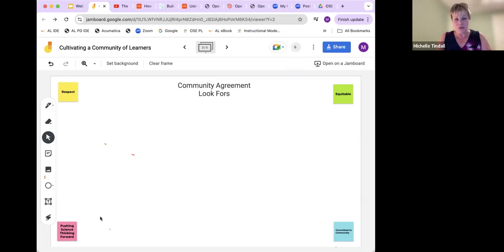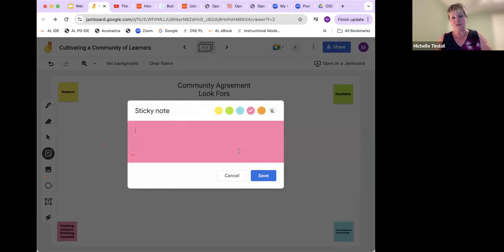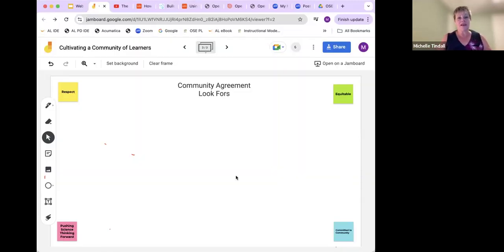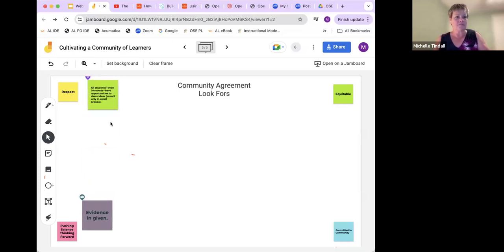What would be some look fors if somebody were to come into our classroom? What would they see if we're showing respect, if we're pushing our science thinking forward, if we are equitable, or if we're committed to the community? So you can go ahead and pick what color you want for the Post-it note that aligns with the different agreement topic that you'd like to add a look for. So please go ahead and add some look fors of what it would look like if someone came into our classroom and we're showing these 4 topics.